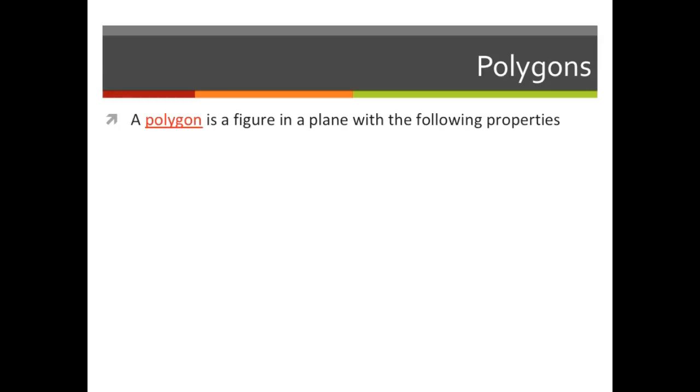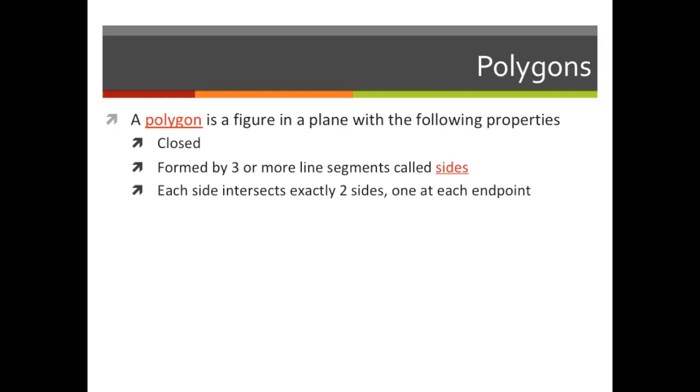It must be closed, so it's not just a random string of line segments, but it actually goes back to where it started. It is formed by 3 or more line segments that are called sides, and each side intersects exactly 2 sides, one at each endpoint. And lastly, each endpoint of a side is what we call a vertex of the polygon.